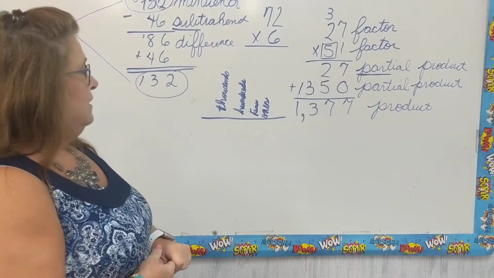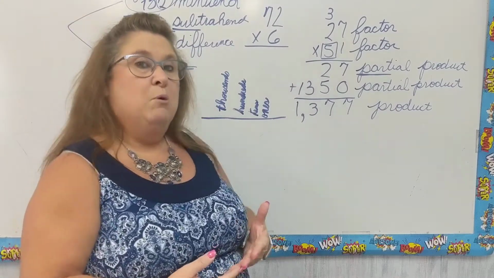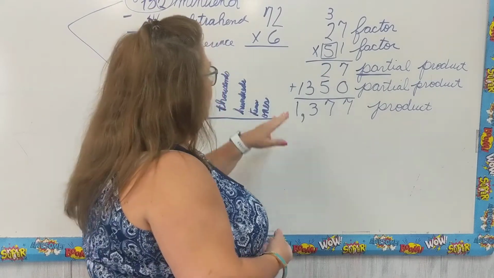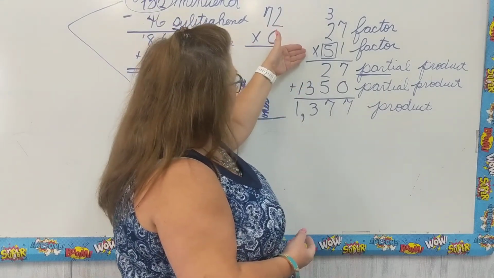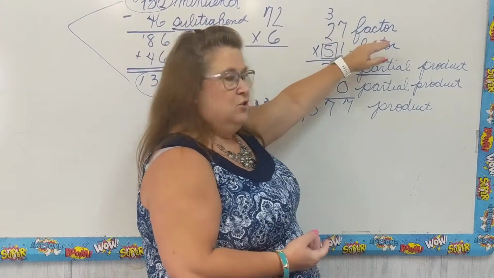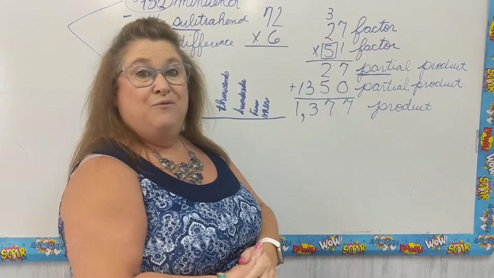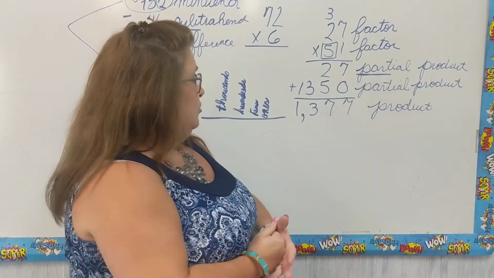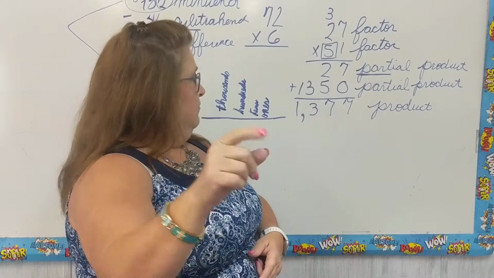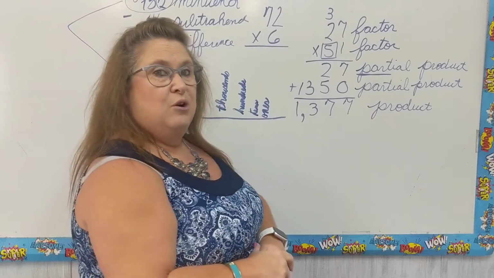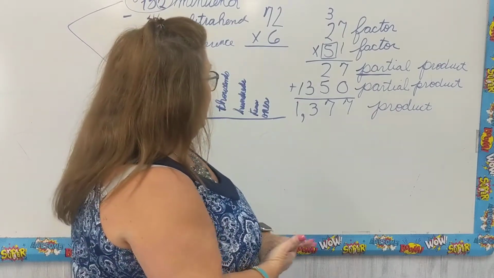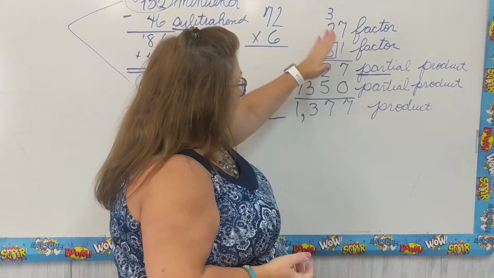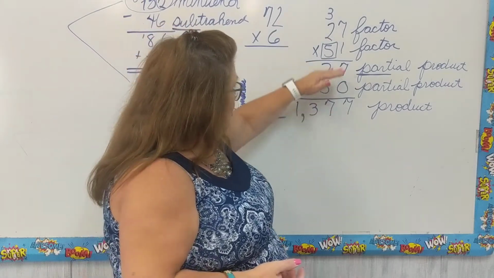And today we're talking about what we call the numbers that we multiply together. So in our problem, 27 times 51, when we multiply 27 and 51, 27 is a factor, and 51 is also a factor. They're called factors. The numbers we multiply together are factors. What are they called? Say it. Factors. The numbers we multiply together are called what? Factors. Very good.